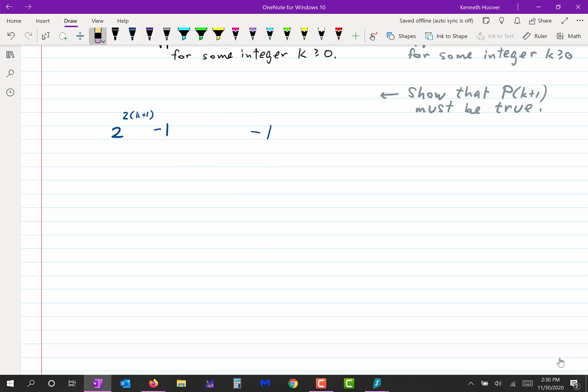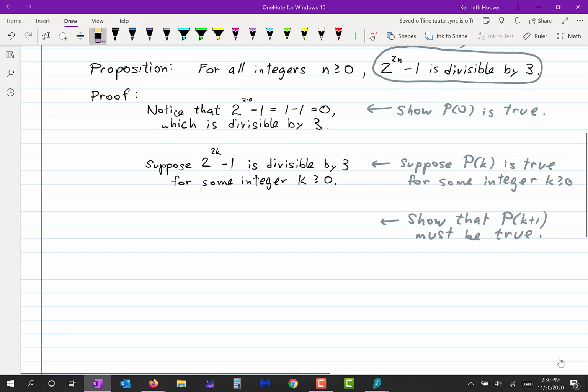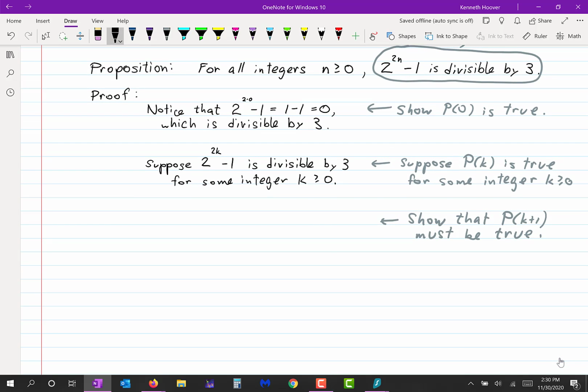So, where we left off, I'm going to pick up right there. Suppose 2 to the 2k minus 1 is divisible by 3 for some integer k equal to or greater than 0. And I'm going to say, then 2 to the 2k minus 1 equals 3 times r for some integer r.